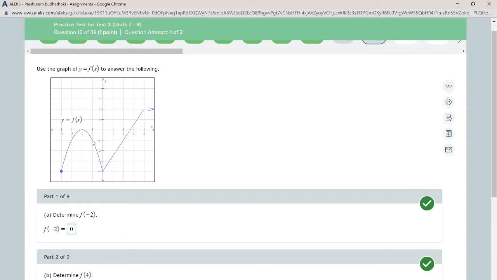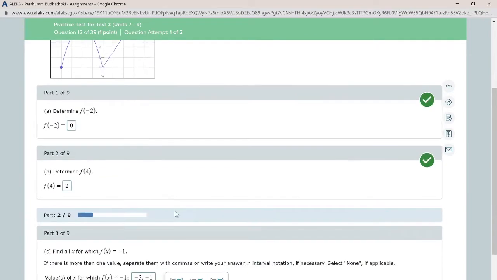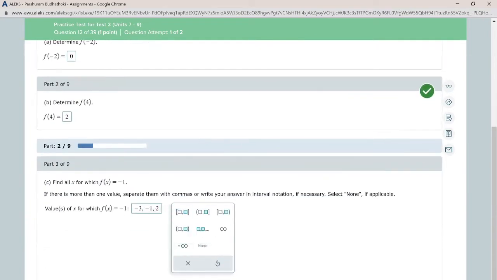But if you go back to the left side, you can see that this negative 1 line crosses 2 more points. Focus on this: if you draw a horizontal line through negative 1, how many places is that horizontal line going to intersect with this graph? This point, which is x equal negative 3, this point, which is x equal negative 1, and this point, which is x equal positive 2. So these are the 3 points where the function is negative 1. If there is more than one, separate them with a comma. So negative 3, negative 1, I'm sure it's negative 1, yes, and then positive 2. These are the 3 values of x where the function value is negative 1.